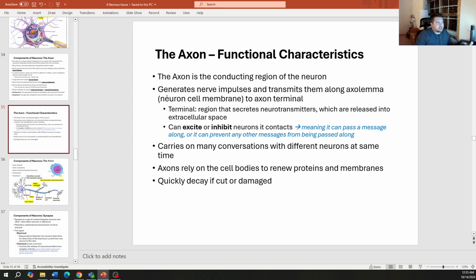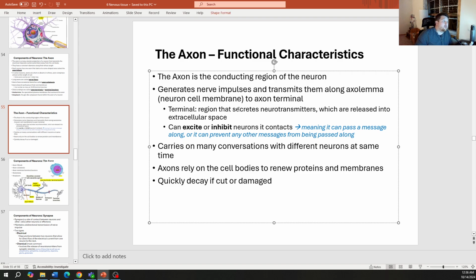Within the axon generates nerve impulses that transmits them along the axolemma, or that cell membrane, all the way to the axon terminals. At the terminal, you have neurotransmitters, which are chemicals that can be released and go on and bind to another part of a different neuron, in order to either excite it or inhibit it, depending on what neurotransmitter is released. That gets a little bit fuzzy. You're going to go into a lot more detail of all of this in Physiology 1 next trimester.